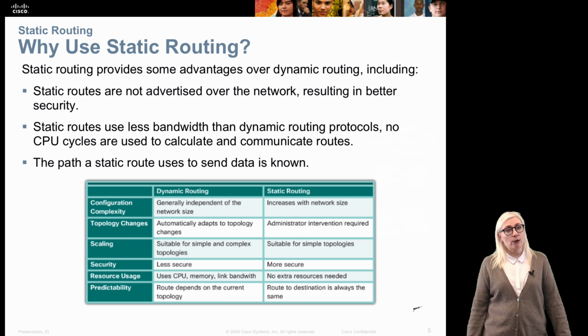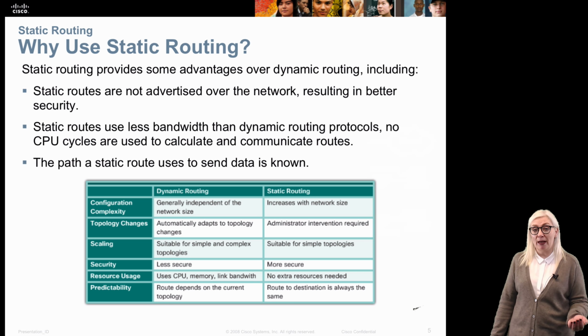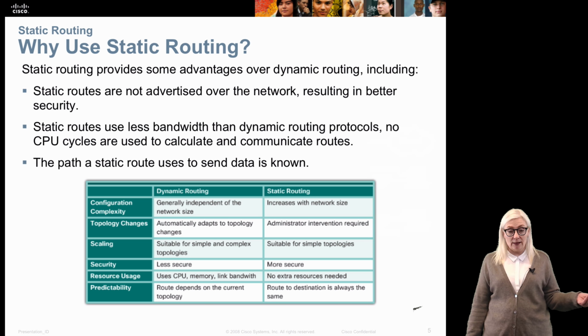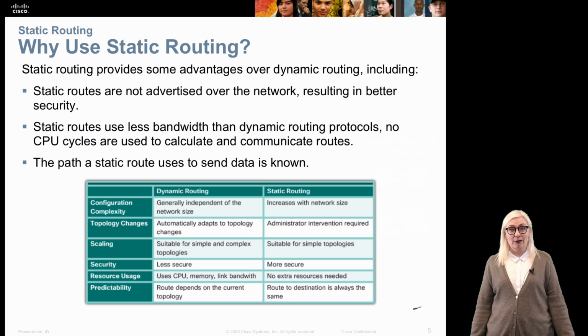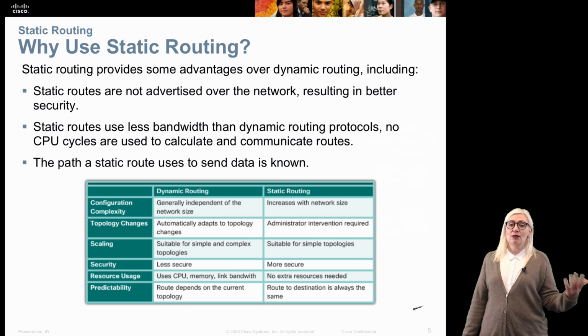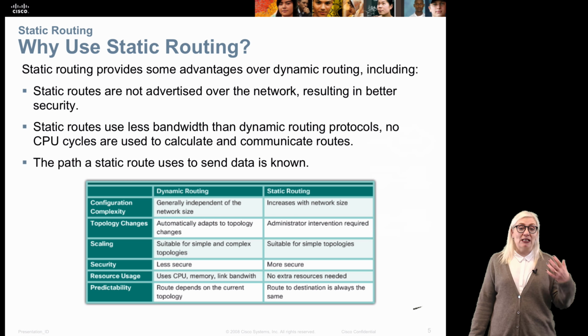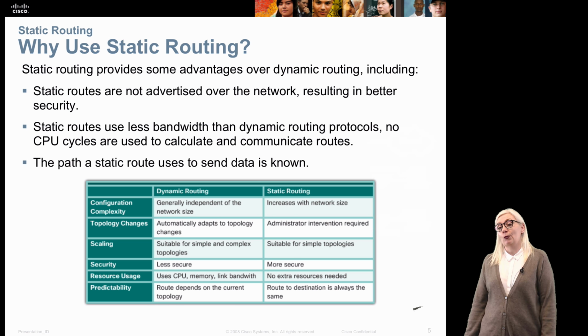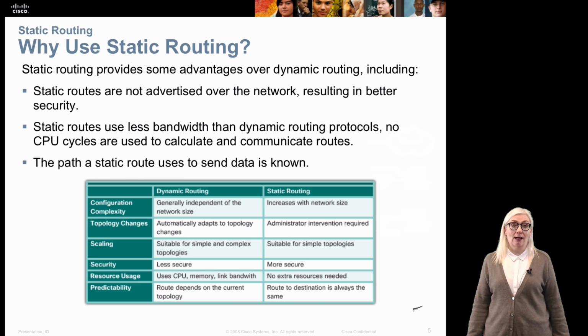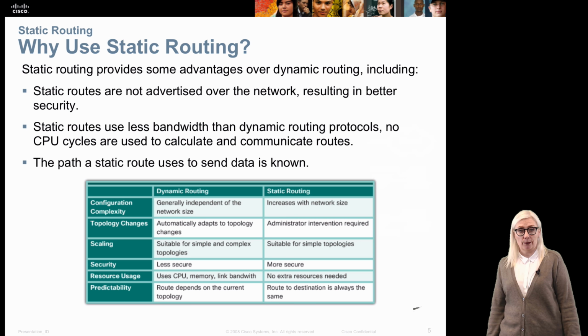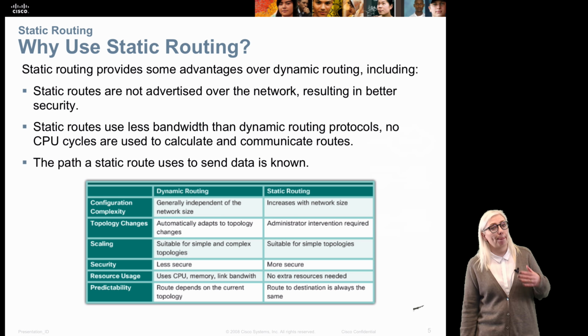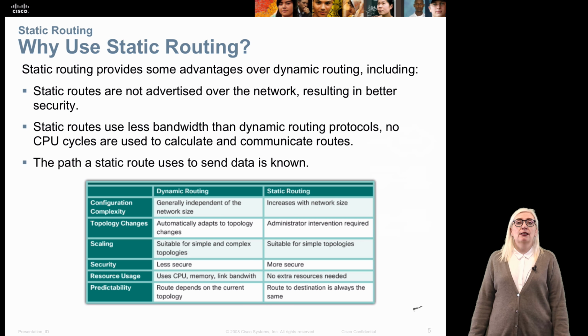Static routes also use no bandwidth because you don't send any updates to your neighboring routers, and it doesn't use any CPU to calculate the best path to different routes because you have manually entered that as well. And the path is known. I know when I set up static routing which path the traffic will go. So it's more secure.